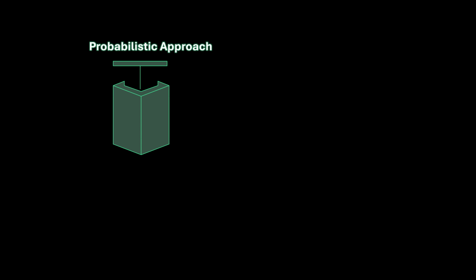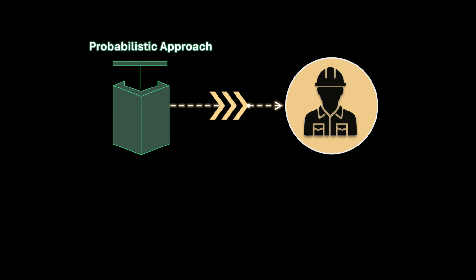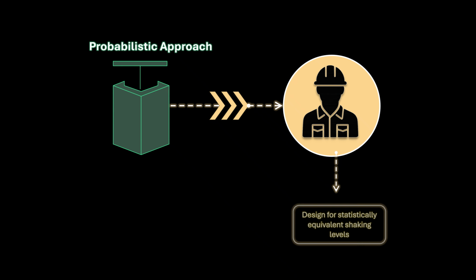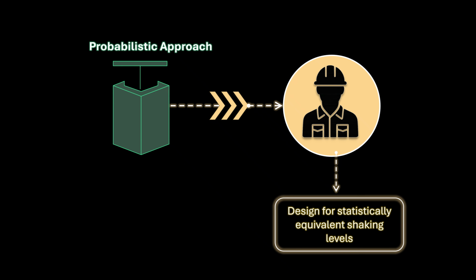This probabilistic approach brought much-needed consistency to how we define earthquake hazard. It allowed engineers across the country to design for statistically equivalent shaking levels, based on national data. But it had a critical blind spot.